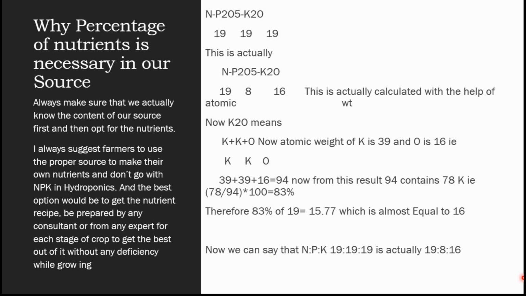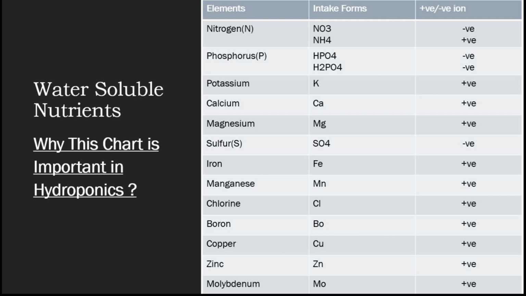Let's go ahead to our next slide. I'll again repeat this chart here on the screen. It's very important. As I said before, whenever we are making our nutrient blend, we have to be very careful with the positive and negative ions concept of the elements that we are actually using for our plants in our hydroponic system. So make sure that you have the proper knowledge about positive and negative ions here. So just be on this page for 5 seconds. Look at all the elements, their intake forms and their positive and negative ions. I had talked about this in the starting of this video.